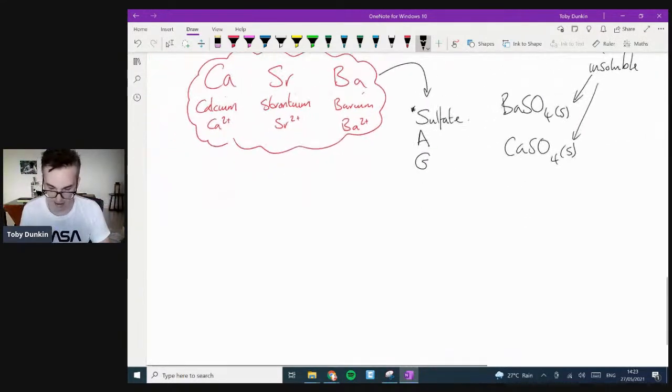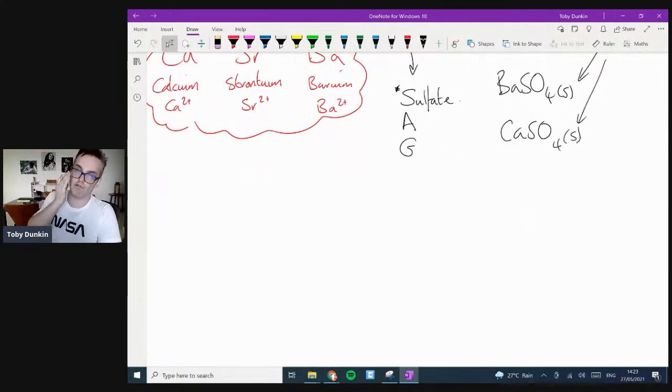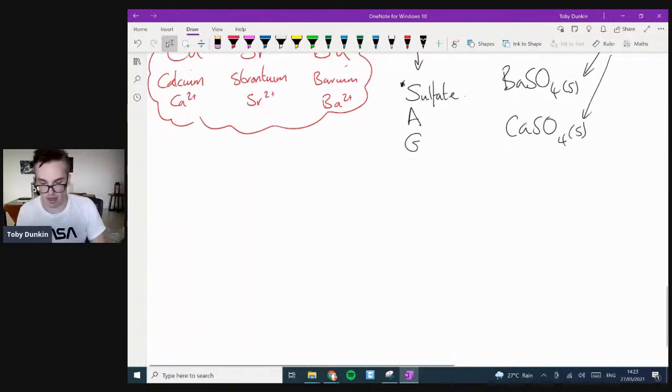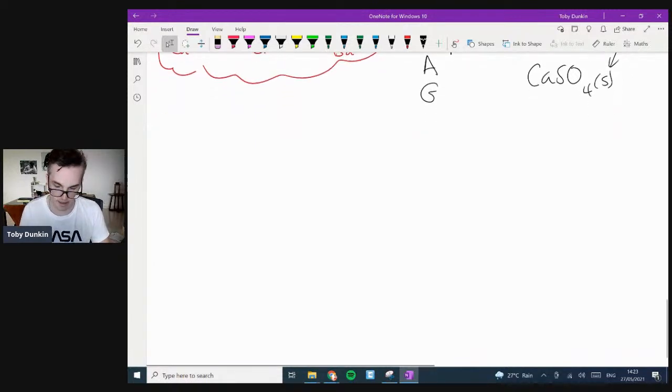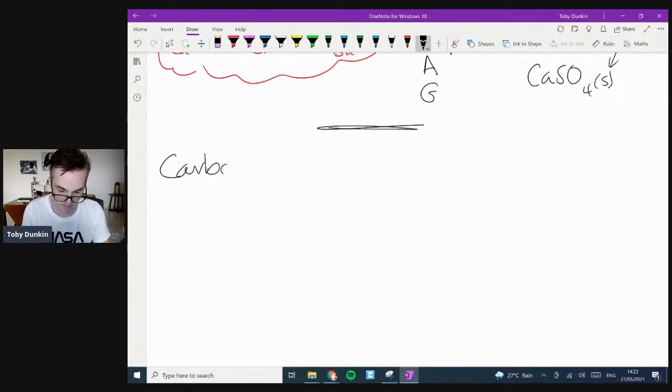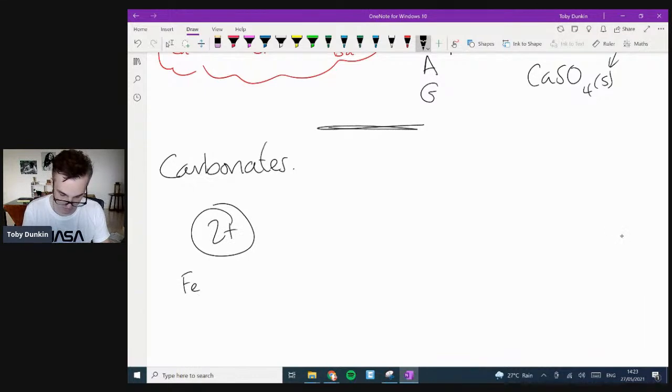There is actually a different rule I tend to run for the carbonates. If you ever have a 2+ with a carbonate, you're insoluble. So this actually translates to other things like the transition metals. This is the final rule, carbonates. This is an extension rule, and it comes up at GCSE, unfortunately.